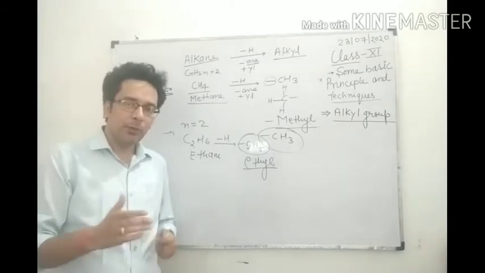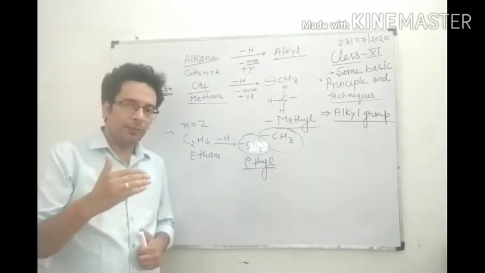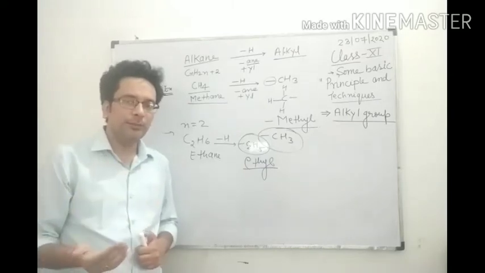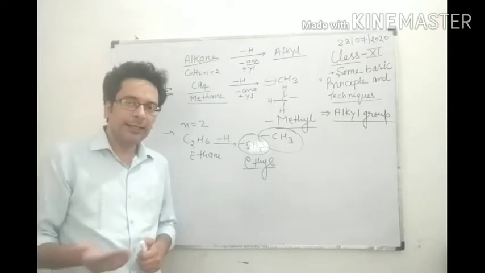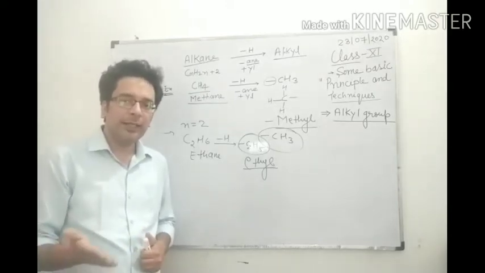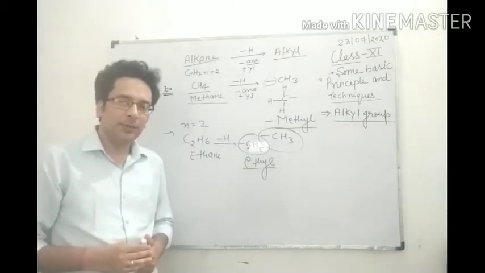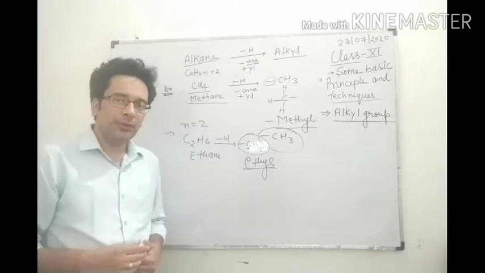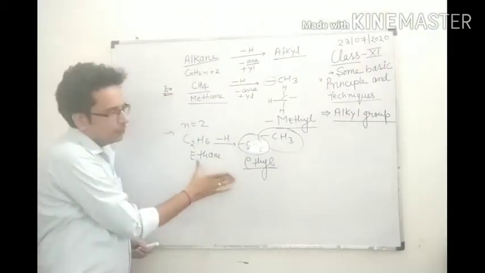Okay, but propane, butane means more than 2 carbon containing alkane. More than 2 carbon containing alkane gives different types of alkyl group, which I am going to discuss. So first, all of you note down this in your copy.